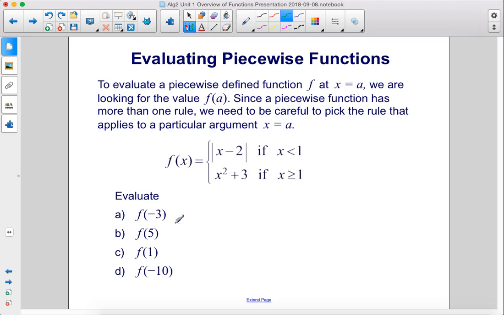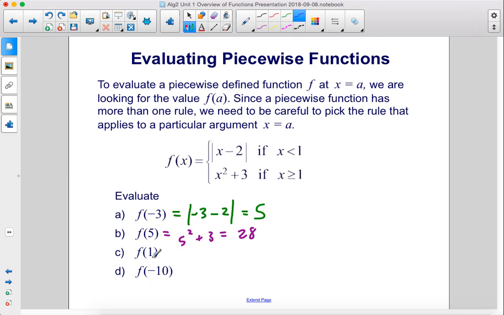Alright, so here we're going to evaluate f of -3. So that means x is -3. Remember, if x is less than 1, we're going to go with this rule. So we'll plug in our x, -3 minus 2, and that gives us -5, absolute value, 5. All right, so if x is greater than or equal to 1, we follow this rule. 5 is greater than 1, so we're going to plug 5 into this rule here. 5 squared plus 3 equals 28.